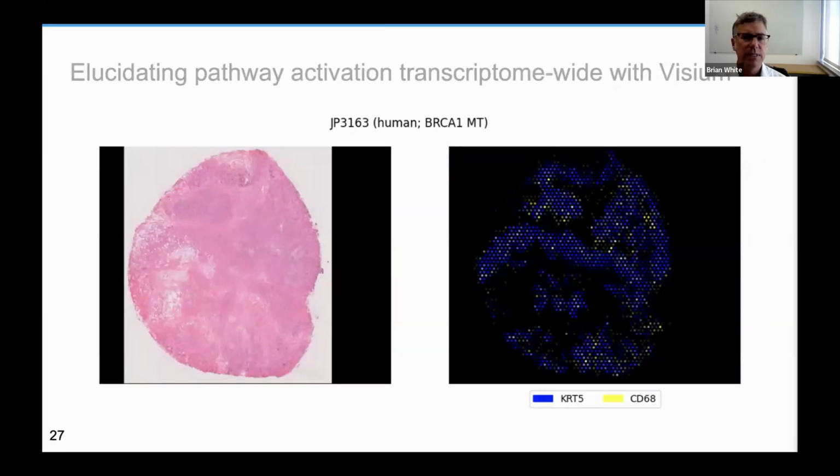So when we apply it, we see broad expression of the epithelial marker keratin 5, as we would expect, and the myeloid cell marker CD68 in yellow. And then greenish spots express both keratin 5 and CD68. And additionally, as with the Codex data, we generated a high-resolution H&E image of the same tissue section.